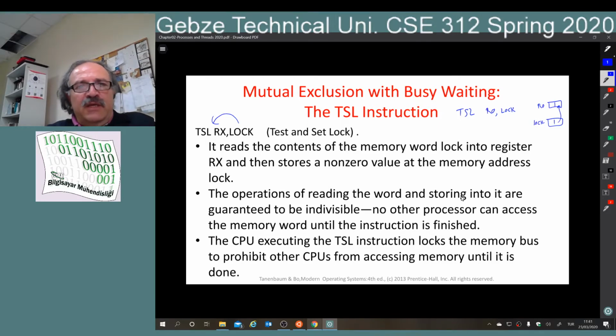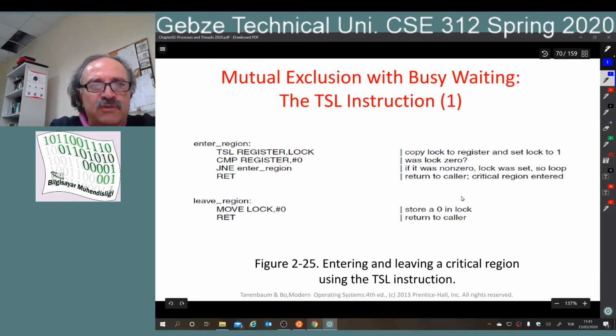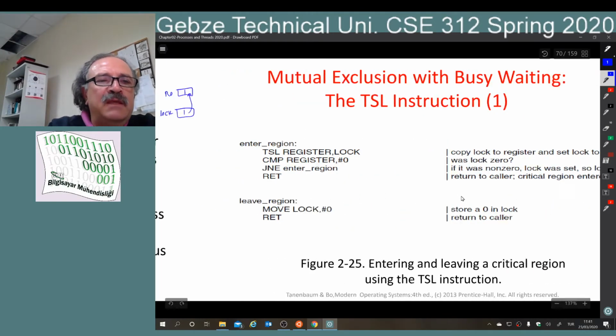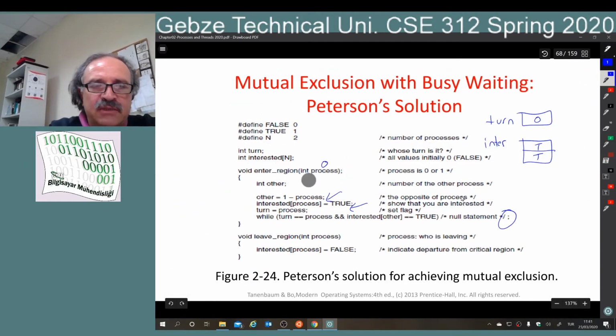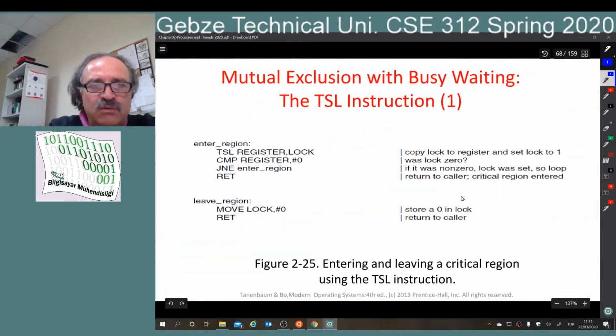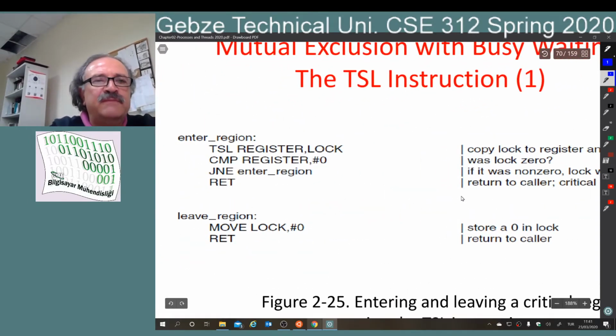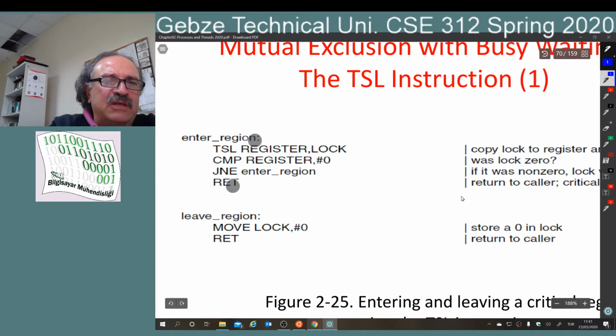Okay, good. So TSL is a special instruction supported by the CPU, and it does this. It reads the contents of the memory word into a register and then stores a non-zero value to it. So this is what you do. Instead of calling this enter region with the process number, you only just call this simple function enter region. Remember, note that you don't send your process ID. You just say that I like to enter the region.